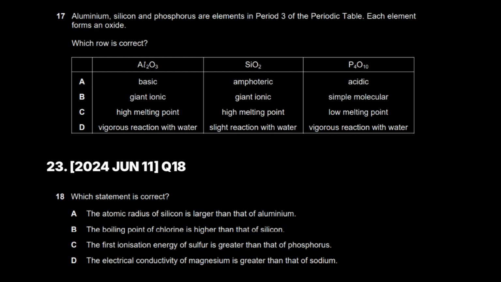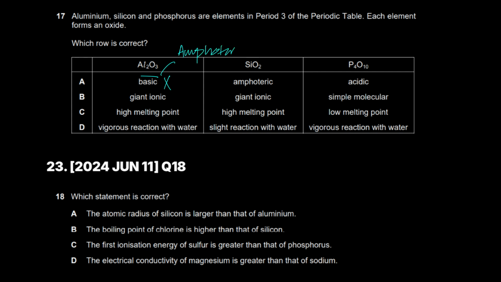Now, question number 2 says, aluminum, silicon, and phosphorus are elements in period 3 of the periodic table. Each element forms an oxide. Which row is correct? Now, aluminum oxide. Aluminum oxide, is it basic? Absolutely incorrect. It's amphoteric.